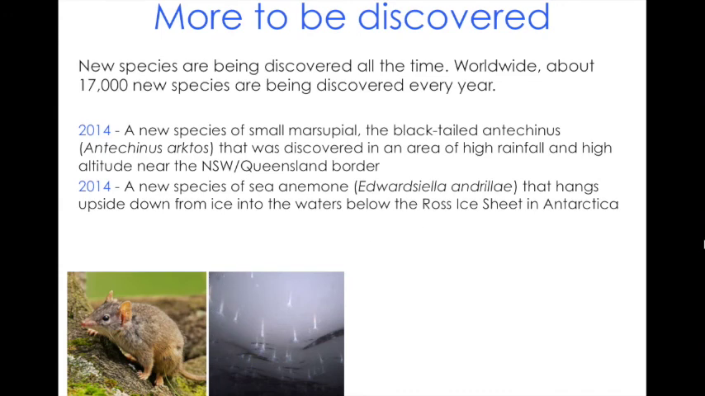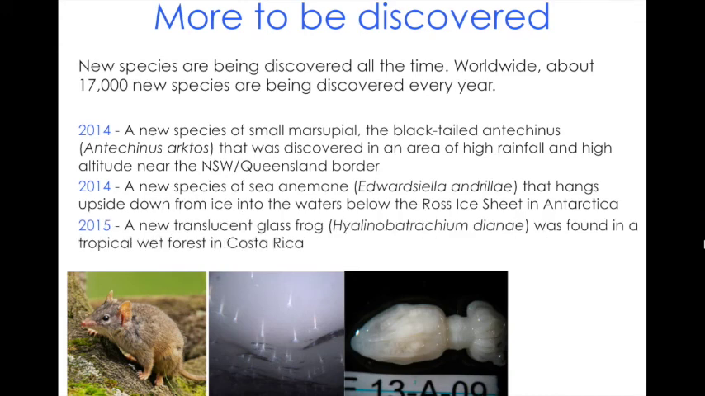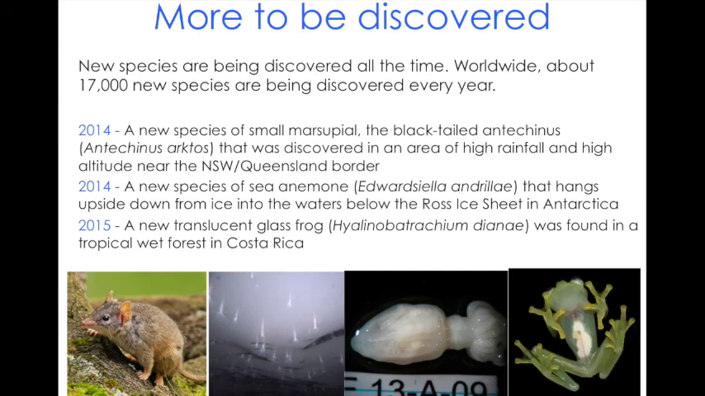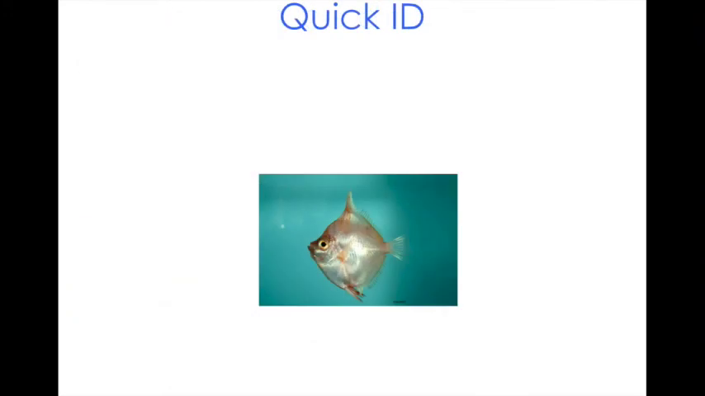It's pretty sick. And then they found a translucent glass frog in the wet tropics in Costa Rica in 2015. So that was pretty cool. You can actually see its internal organs there as a result of that. Yeah, so that just gives us a good idea of some of the different organisms that we use.